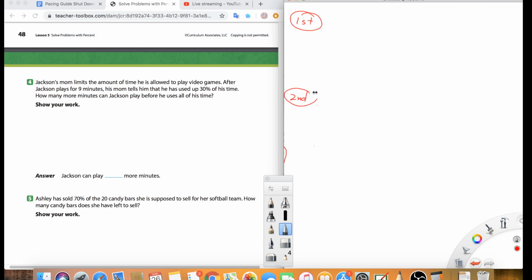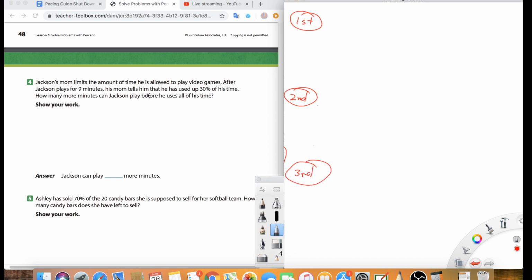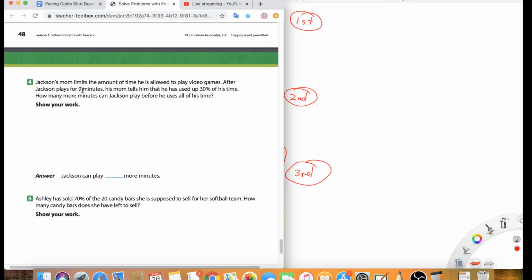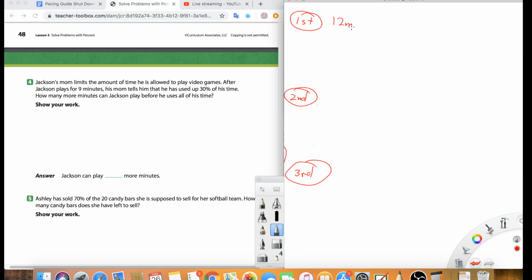But I'm going to do this problem with different numbers. I'm not going to use these numbers. So in this problem, it says his 9 minutes is his 30%. I'm going to say my 12 minutes is my 40%. Now, the first thing you must do, well, I guess there's not 3 steps. There's 3 steps. We'll see.